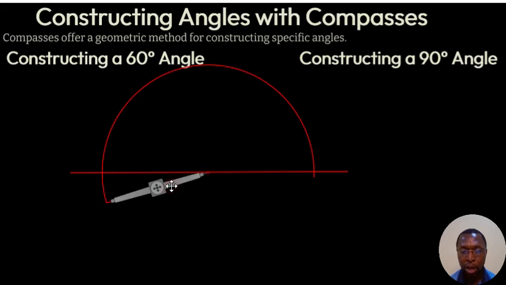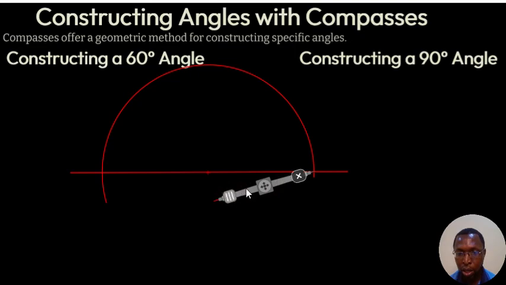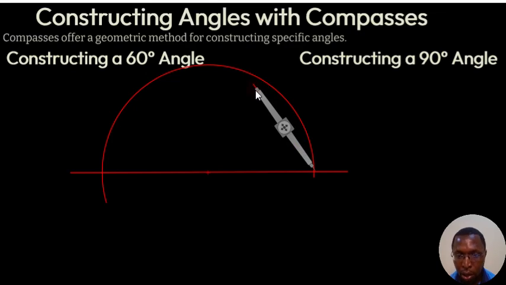Then, without changing the radius of your compass, you move it to the other point here, and then you rotate it this way until you get to this point. When you get to this point, you make an arc here. You make an arc with your compass like this.